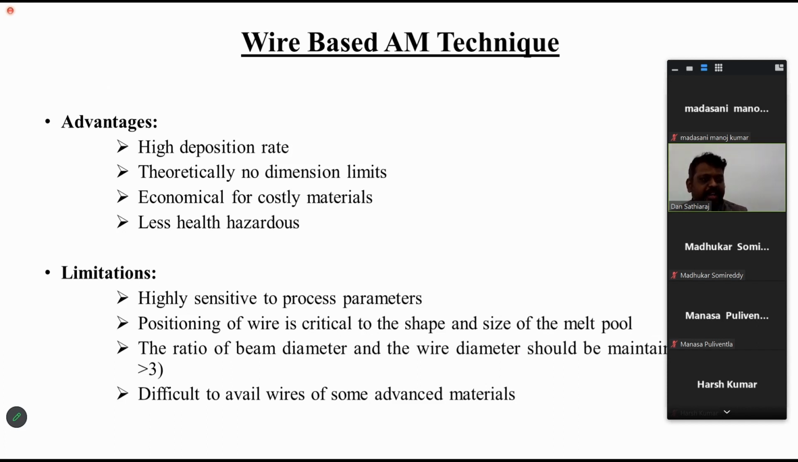For example, if you go for a wire based technique, you can get a very good deposition rate. Even parts of 2 meters, or nowadays I saw even 10 meters, have been made with wire arc additive manufacturing. Theoretically, there is no dimensional limit. The cost is also very economic compared to the powder based process. Health hazards are also less, because we are using the raw material in solid form.